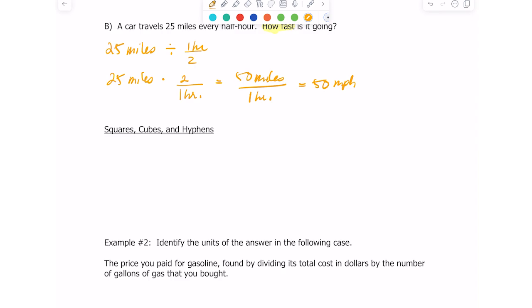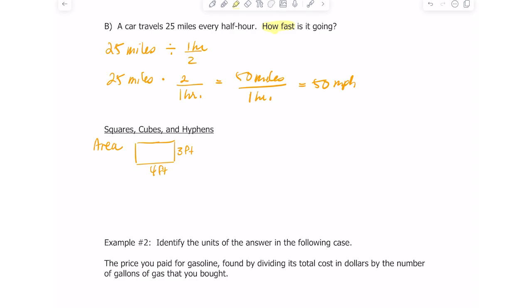We're going to be dealing with units that sometimes are squared or cubed. One of those instances is when we're dealing with area, okay, the area of a figure. Let's say we had a square, or actually let's make it a rectangle. Okay, and let's say that I had 4 feet for my length and 3 feet for my width.